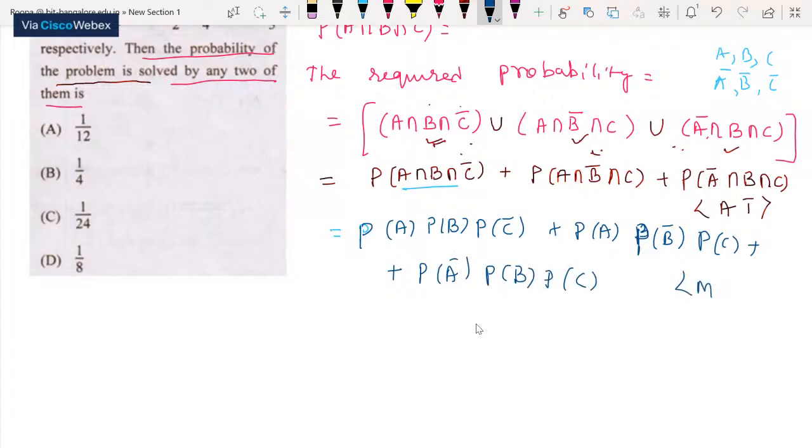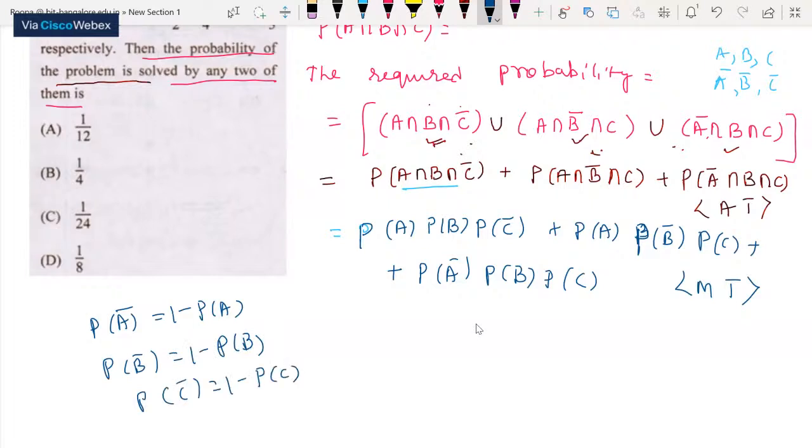Next, you substitute the values. I'm not going to substitute the values, you can do it. But you have the probability of A, so how do you find the complement? A complement is nothing but 1 minus P of A. Probability of B complement is nothing but 1 minus P of B. And probability of C complement is nothing but 1 minus probability of C.